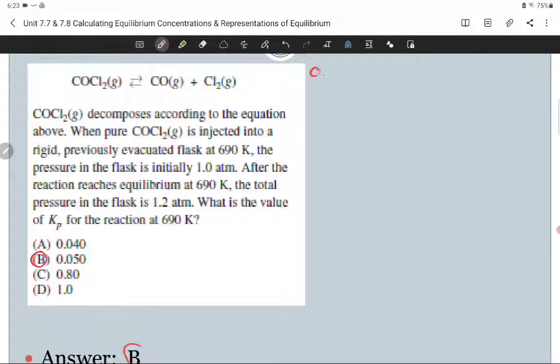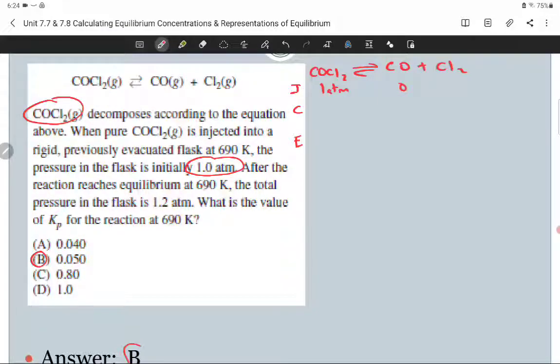Let me rewrite the equation so I have a little more room. These ICE tables are not mandatory, but highly suggested because it's very easy to visualize what's going on. So when you read the question, the pressure in the flask was initially at 1 atmosphere. Well, it also mentioned that was the only item that was in the flask. So that means initially that is our starting material. I'll write 1 atmosphere there, but I probably won't write the units for the rest of these pieces here.